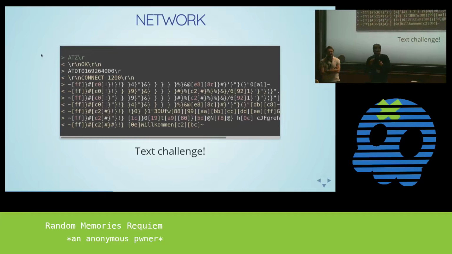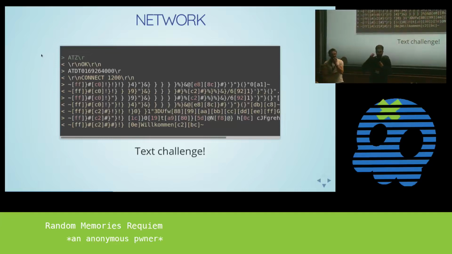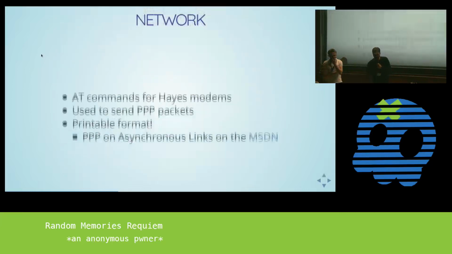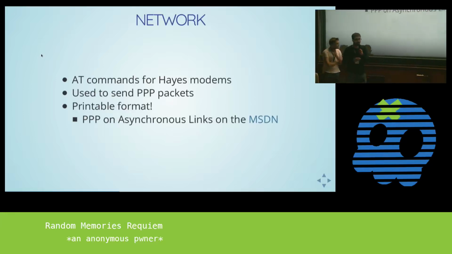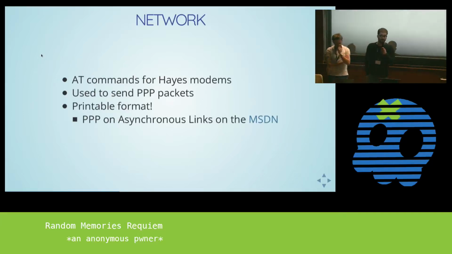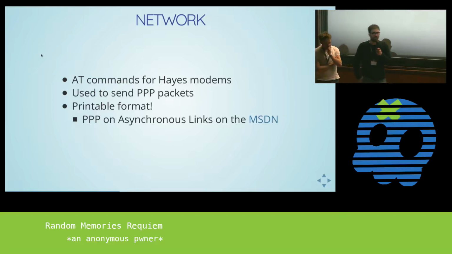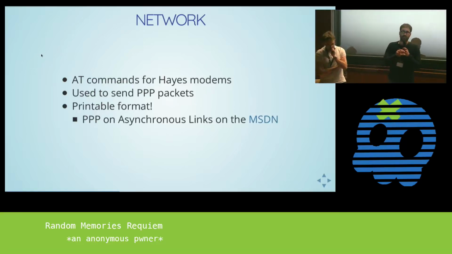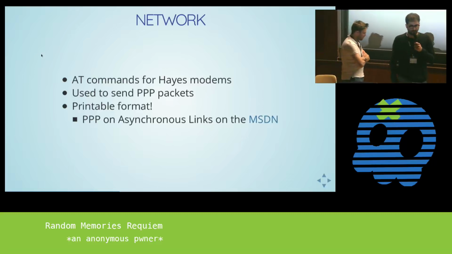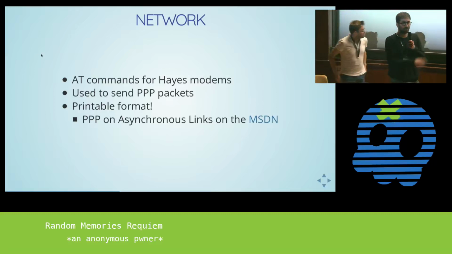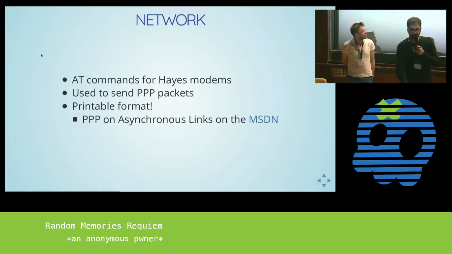So at first, to solve the challenge, I thought we had to call this number. And finally, I didn't try it. So it's actually AT commands for Hayes modems, which were modems for analog phone lines. And so I used it to send PPP packets. And these PPP packets are given there in a printable format that was used to transmit PPP frames on asynchronous links, which is the case for analog phone lines. And the only description I found was on the MSDN.